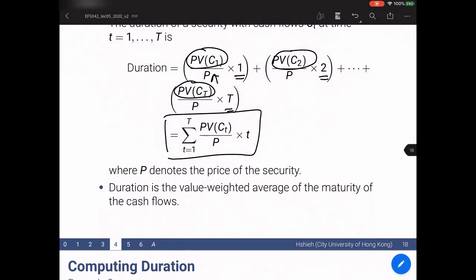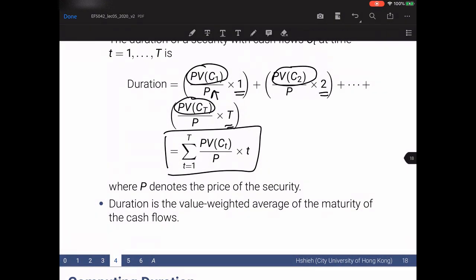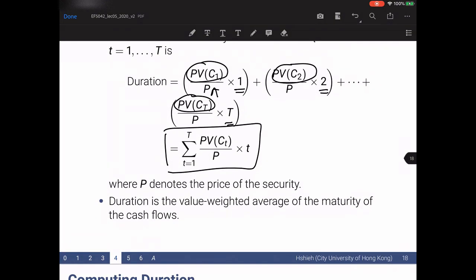So in the last bullet point, we give ourselves a more straightforward definition, right? So duration is basically the value weighted average of the maturity of the cash flows. So let me write out perhaps a formula that gives it more intuition. So you can think of those ratios of the present value of each of those coupon payments divided by the price of the bond as a weight, right? So think of W1 as that ratio, and then we multiply that weight by the time, right?